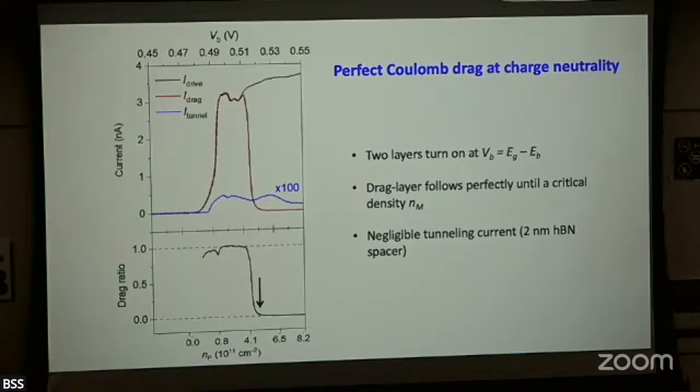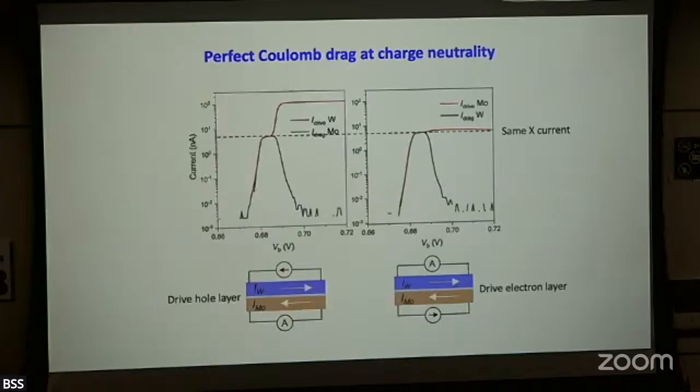Let me just move on. If you switch the roles of the two layers, you should have the same exciton current, and that's what this is. It just convinces us again that this is real. If you increase the drive current, is there any critical drive current above which? We try to keep this as low as possible.